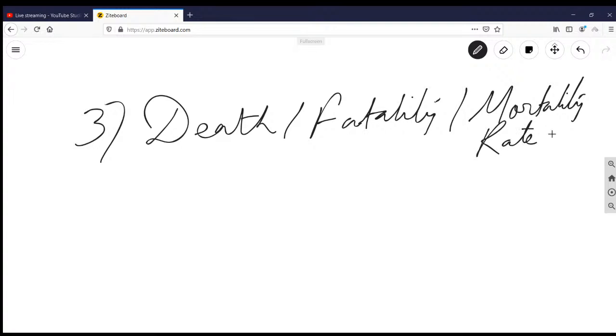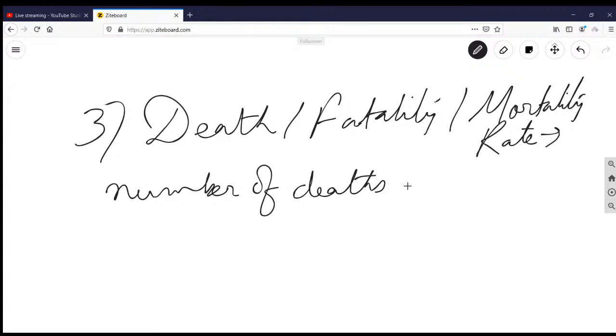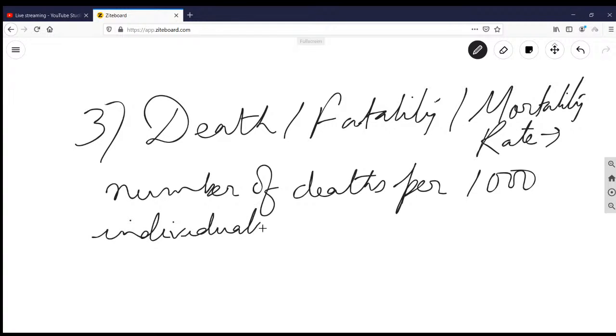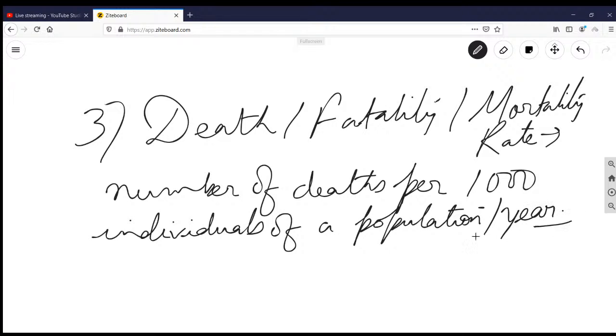Mortality rate. That will be the number of deaths, the number of demises, per 1000 individuals of a population per year. That is known as death rate.